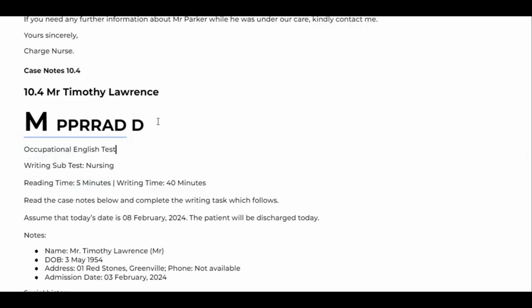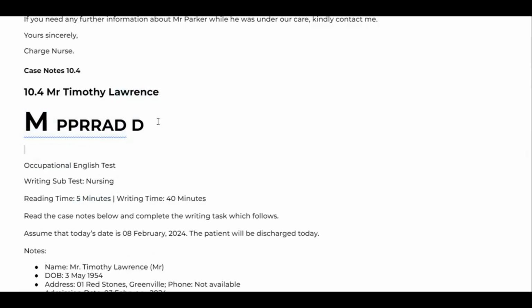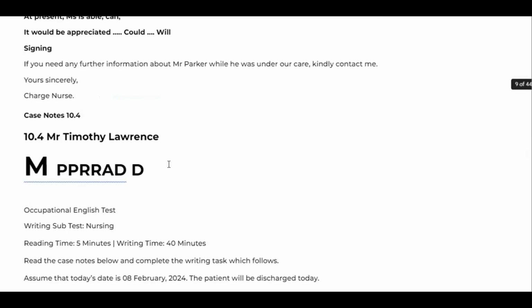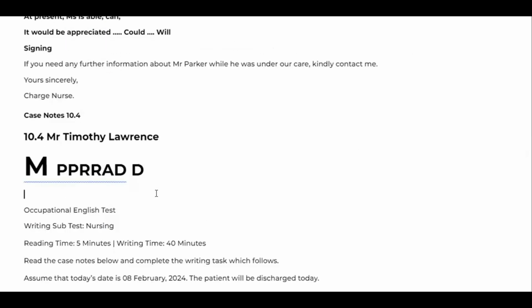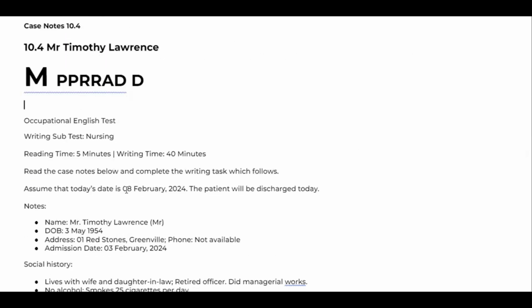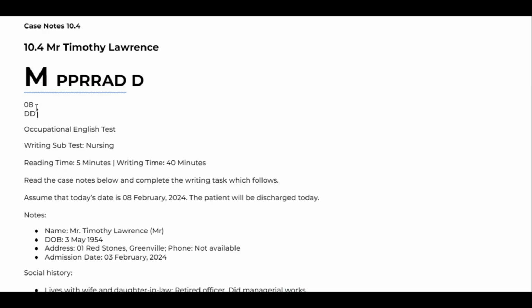Okay, so to make sure that you understand that clearly, when is the patient being discharged? The patient is being discharged today. And what is the date today? Today is 8th. So today's date is 8th. And the patient will be discharged tomorrow, that is, the discharge date will be 9th.